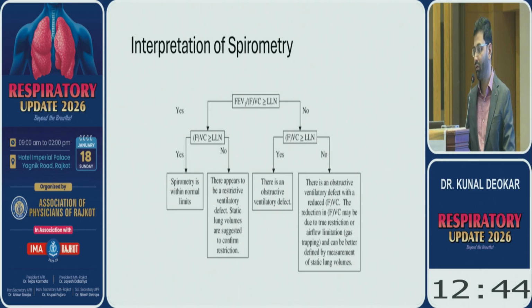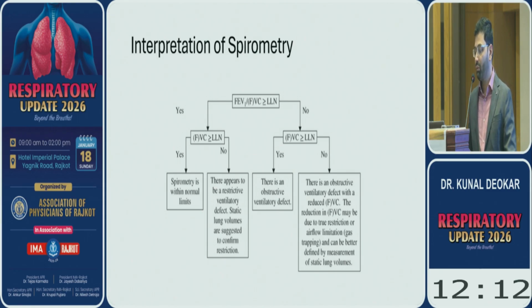First, we look at FEV1 by FVC. If it is more than the lower limit of normal, or more than 70%, that means the patient either has a restriction or has a normal spirometry. So to look for restriction, we will look at forced vital capacity. If forced vital capacity is less than 80% of predicted, that means the patient has restriction. If forced vital capacity is more than 80% of predicted, that means the patient has no ventilatory defect.